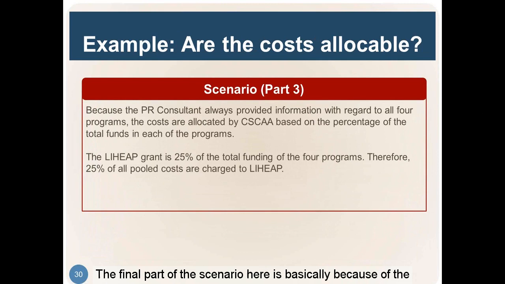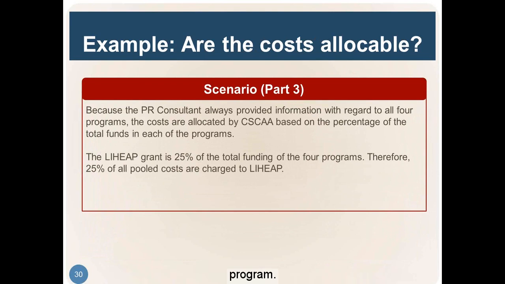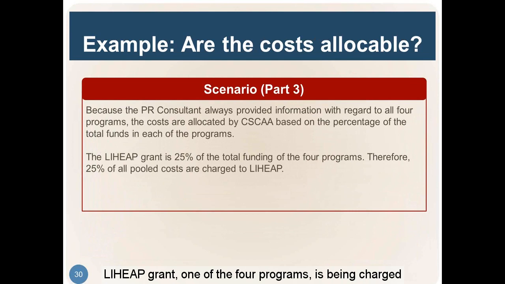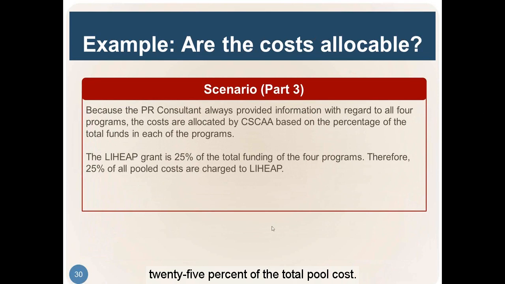So the final part of the scenario here is basically, because the PR consultant in her activities always provides information with regard to all 4 programs, CSCAA is basing the allocation of all those costs for that consultant on an equal percentage of funds for each program. So the LIHEAP grant, one of the 4 programs, is being charged 25% of the total pooled costs. So our overall question is, are these costs allocable?